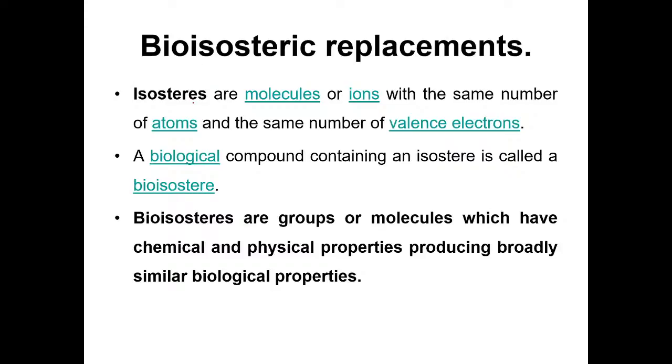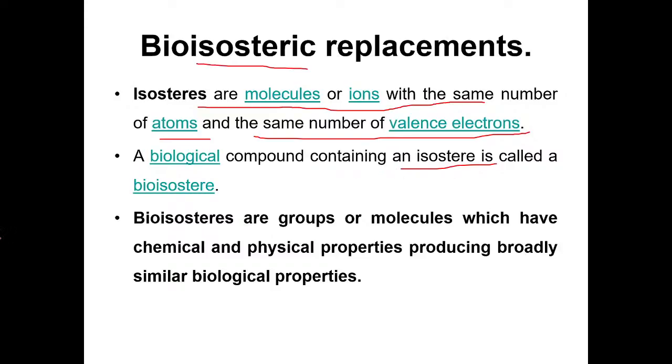So here, what are isosters? Isosters are molecules or ions with the same number of atoms and the same number of valence electrons. So we will see some examples, then you will understand. A biological compound containing an isoster is called a bioisoster.